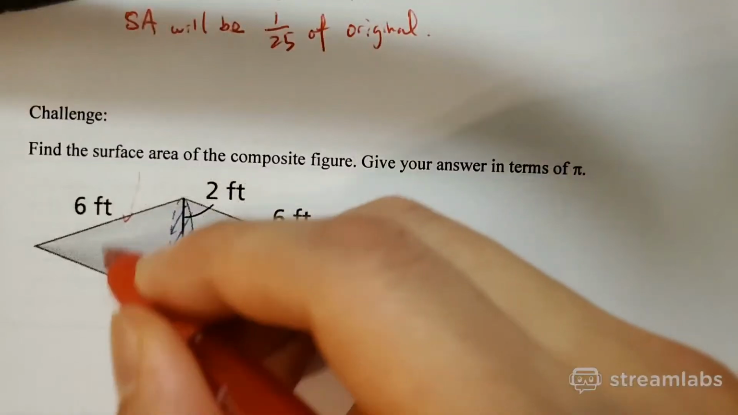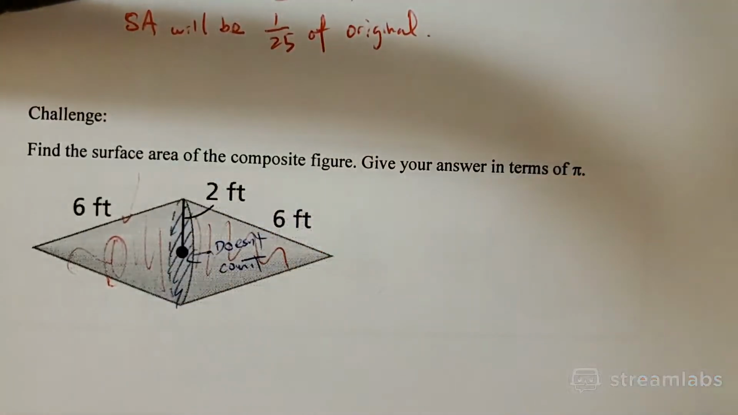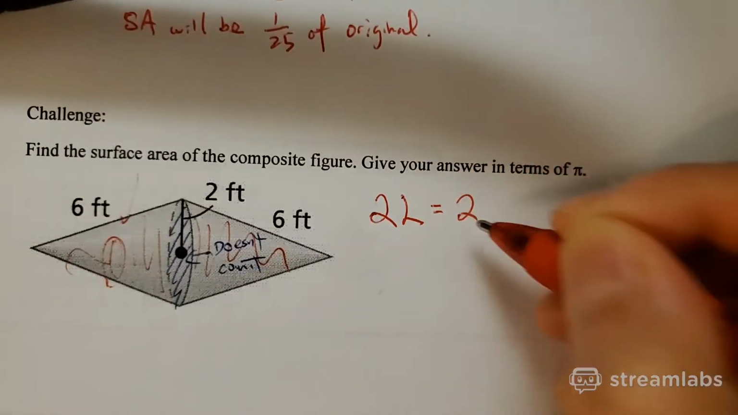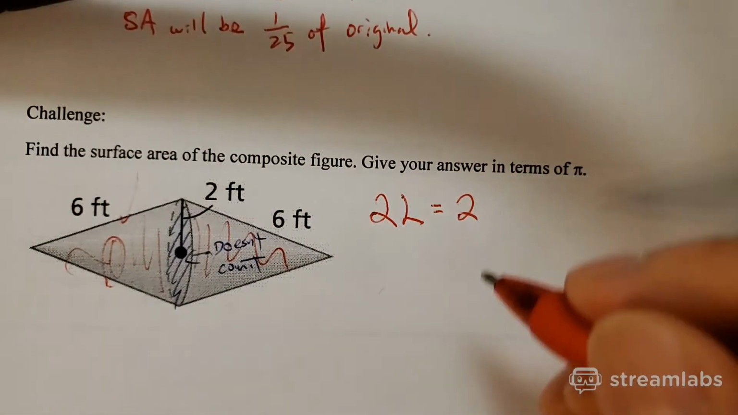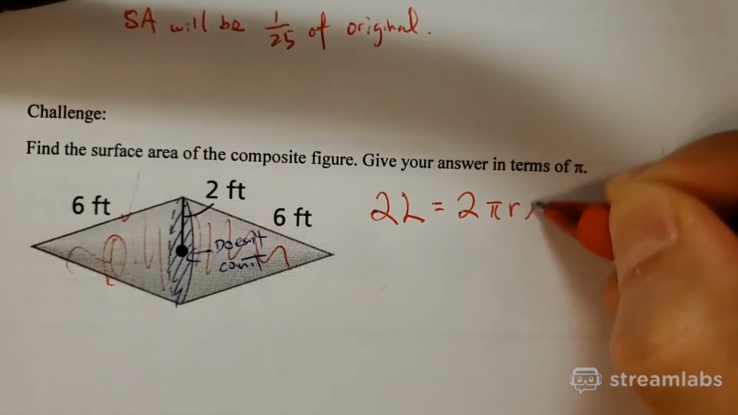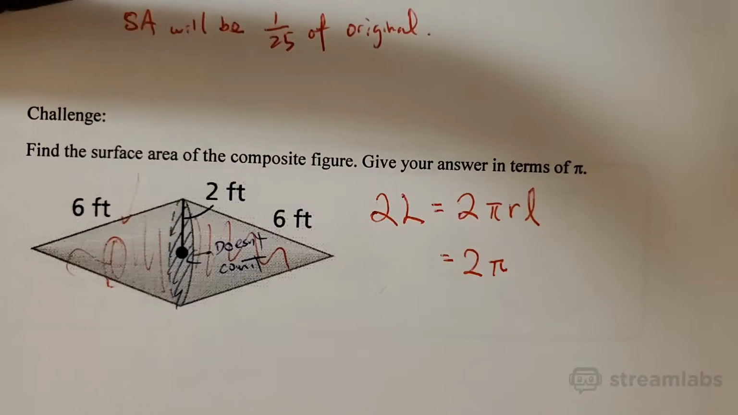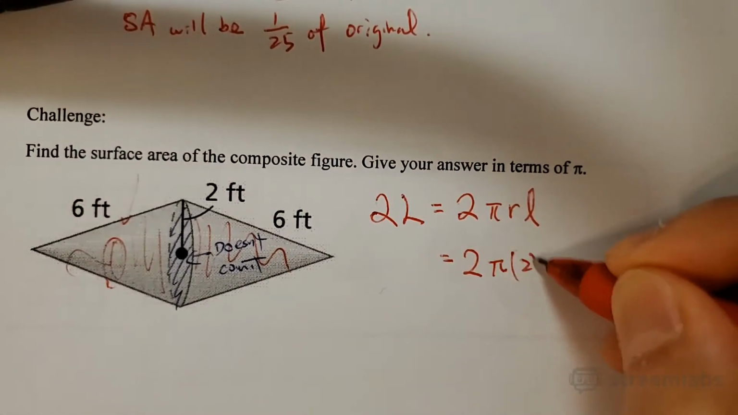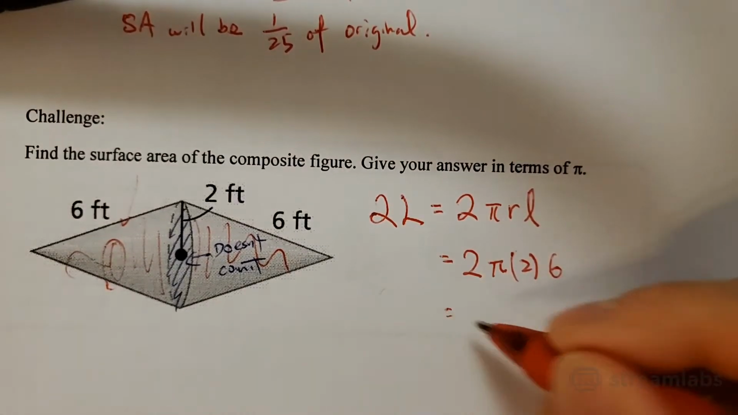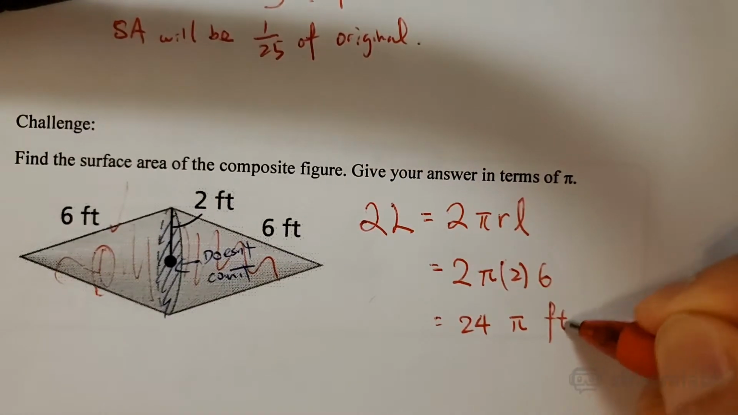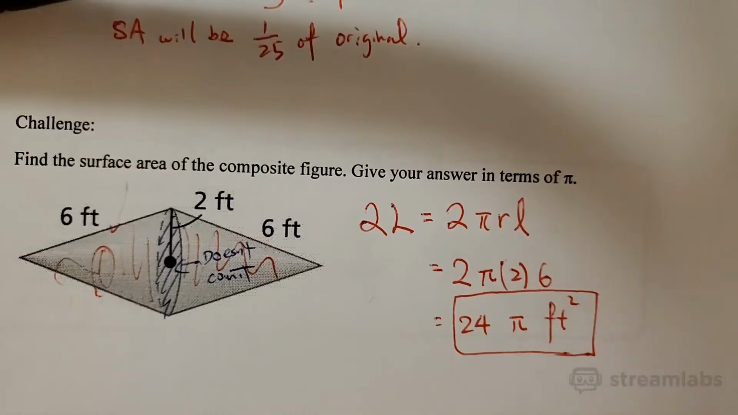You just do two laterals, this part and this part. What's the lateral area? Well, we need two lateral areas, right? So lateral area of a cone is pi r L, right? So 2 times pi times r is 2, L is 6. So we got 24 pi feet squared. Okay? Make sense? Because the middle part is covered, you don't look at that. Okay?